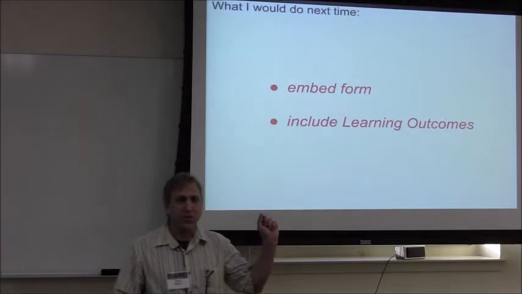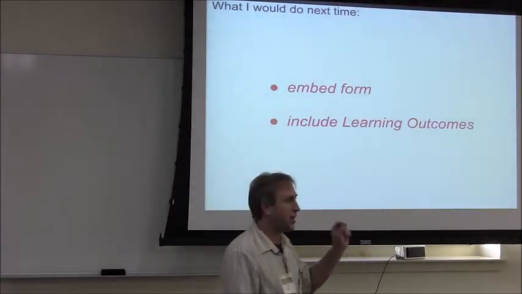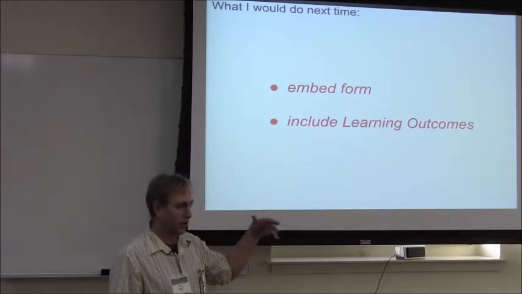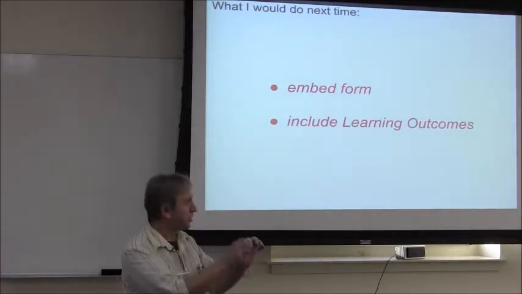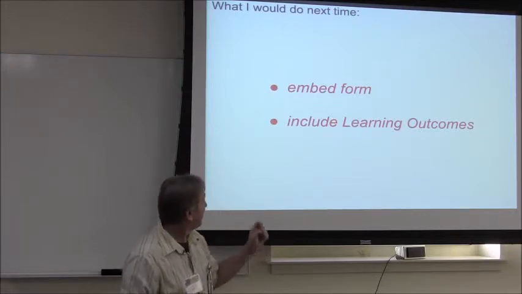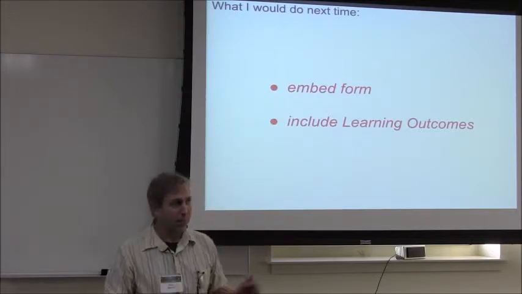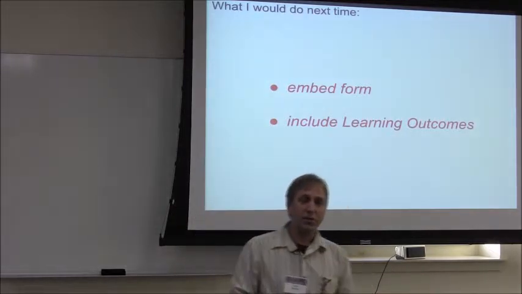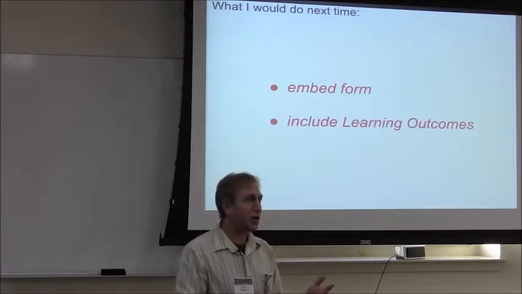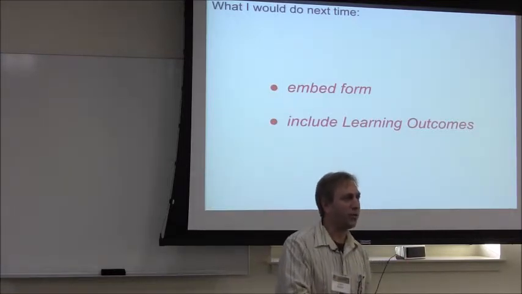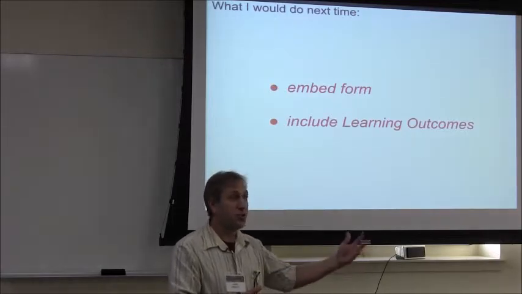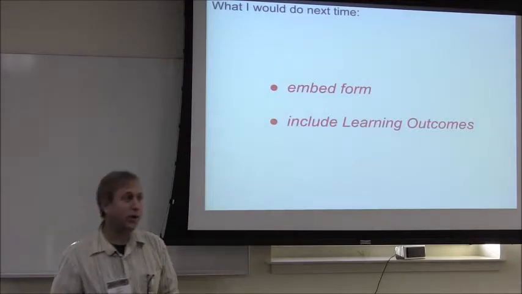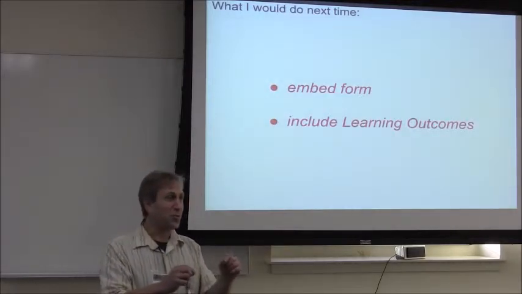I think that actually embedding the form is better than doing it as a link. I tried it both ways, and I think that I got more responses by embedding it rather than just putting a little link in there. So I would do that next time. And I would also include the learning outcomes. So for each activity, instead of just saying, what did you think of this activity? I would say, in this activity, I tried to get you to do such and such, whatever the learning outcome was. Did you get that? Or how much did you get that? And that way, it actually reminds them of what that learning outcome was.